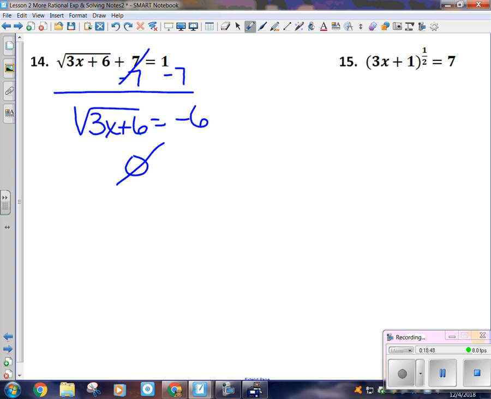Why did she know it was no solution just like that? Our calculator can take the square root of any number, and it will never spit out a negative answer. What's the square root of 36? 6, right? What's the square root of 49? 7. It never says negative 7. It never says negative 6. So you can't take the square root and have it equal a negative. So that's where it's no solution, if you recognize it right there.